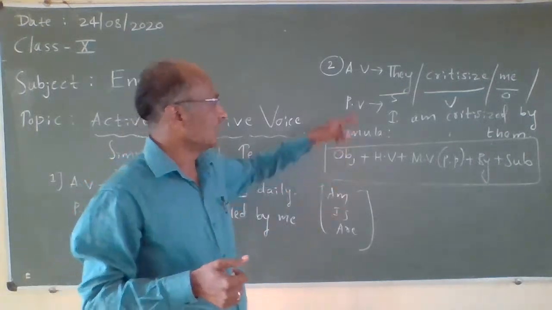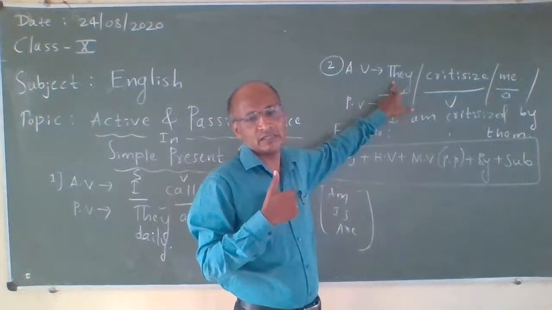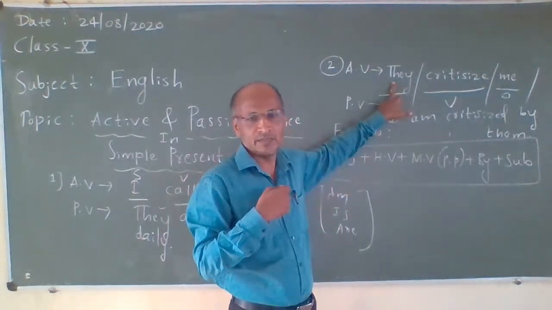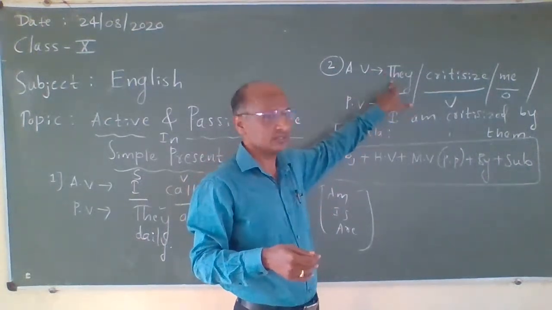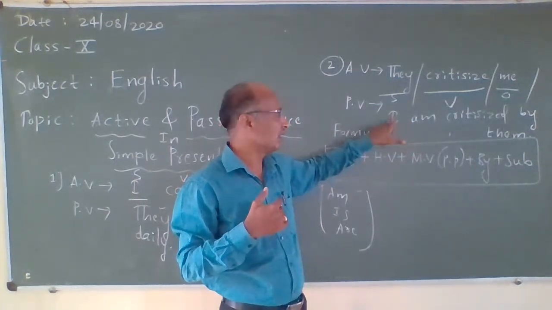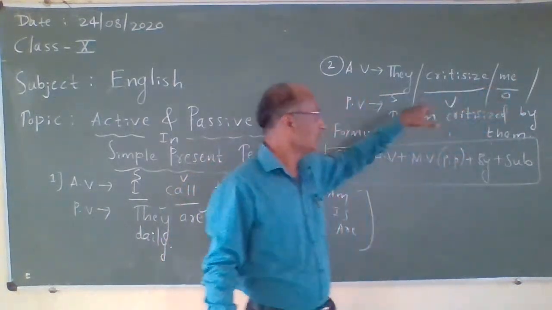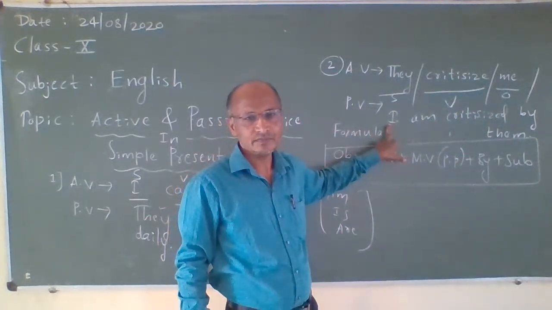See? In active we give importance to the subject. They criticize me. In active we give importance to the subject. In passive, we give importance to the object. Here, me is the object. Here me changed to I. Right.